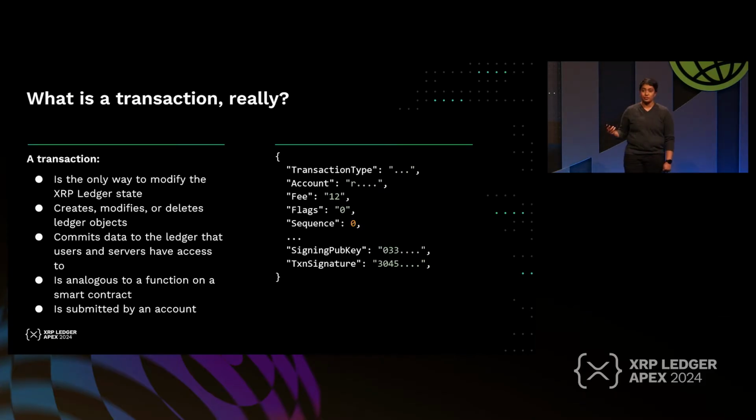So first off, what is a transaction, really? You may be familiar with transactions on the XRPL, but what role does it play in the system that we call the XRP Ledger? A transaction is the only way that you can modify XRP Ledger state. You can do so by creating, modifying, or deleting ledger objects. And this commits data to the ledger that users or servers have access to.